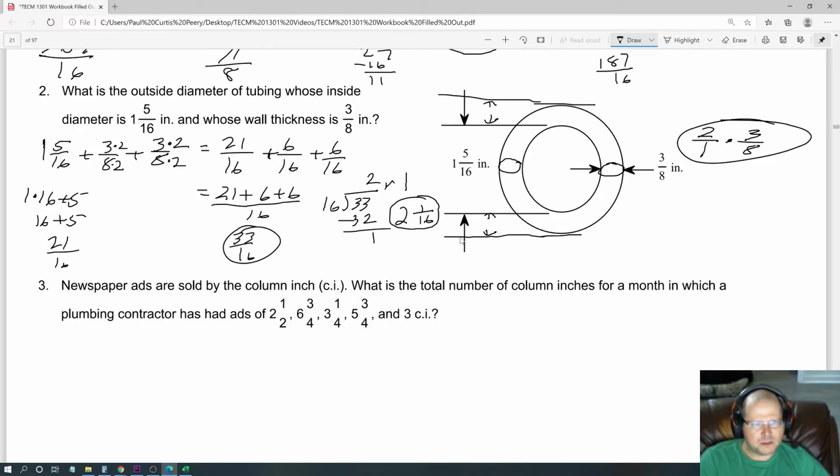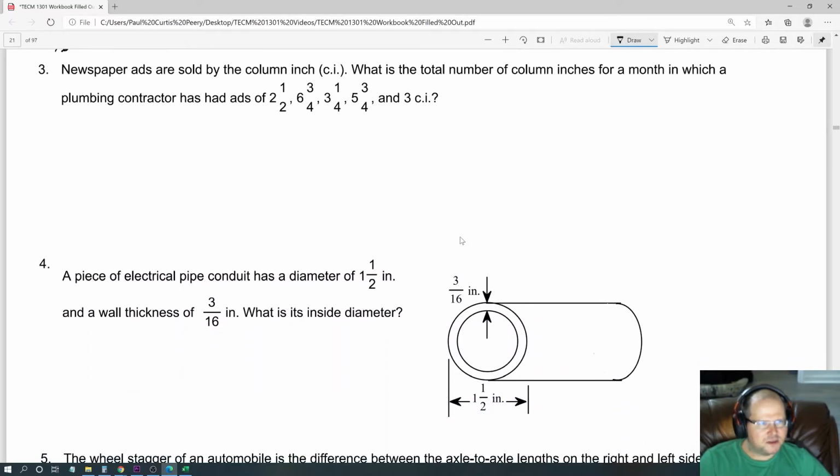All right. Let's move on. So the newspaper ads are sold by the column inch, CI, which is the total number of column inches for a month in which a plumbing contractor has ads of 2.5, 6 3/4, 3 1/4, 5 3/4, and 3 CI. So they want to know what is the total number of column inches. Okay, so we're just adding all these together, right? So we're saying 2.5 plus 6 3/4 plus 3 1/4 plus 5 3/4 plus 3.